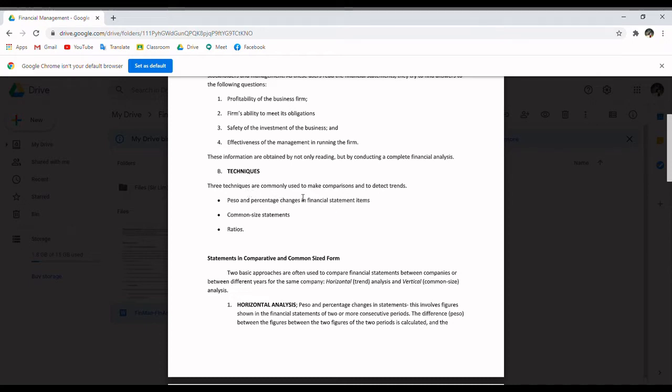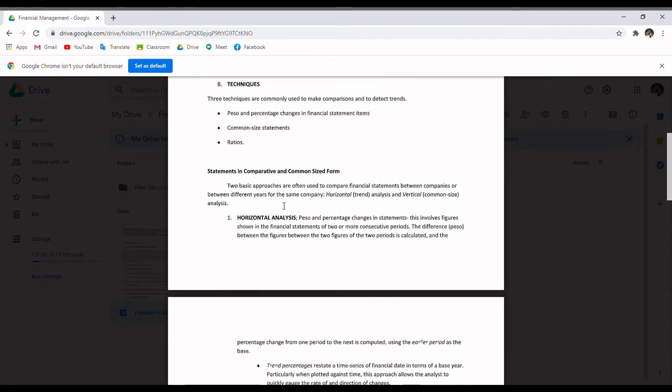Three techniques are commonly used to make comparisons or to detect trends. First, we have the peso and percentage changes in financial statement items. Next, we have the common size statements. And the last are the ratios. So first, we'll be discussing these first two because these two are interconnected, while the ratios are a separate discussion because marami kasi sila.